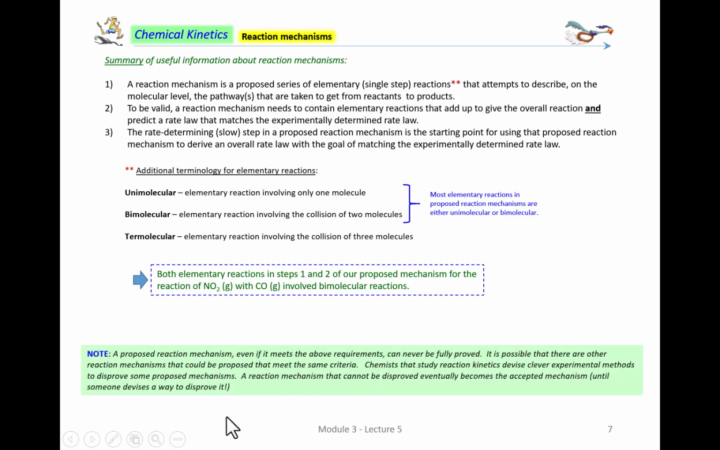You might want to note here that, interestingly, a proposed reaction mechanism, even if it meets the above requirements, which ours did, can never fully be proved. It is possible that there are other reaction mechanisms that could be proposed that meet the same criteria. Chemists that study reaction kinetics many times devise clever experimental methods to disprove some proposed mechanisms. Now, if a reaction mechanism cannot be disproved for a long period of time, no matter how hard people try, that eventually becomes the accepted mechanism, until, of course, someone finds a way to disprove it.